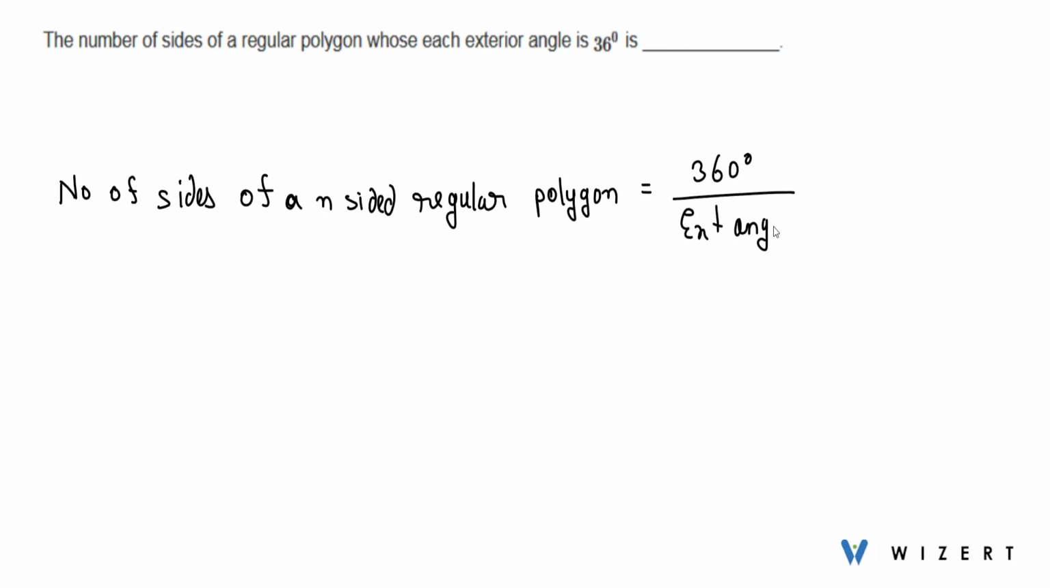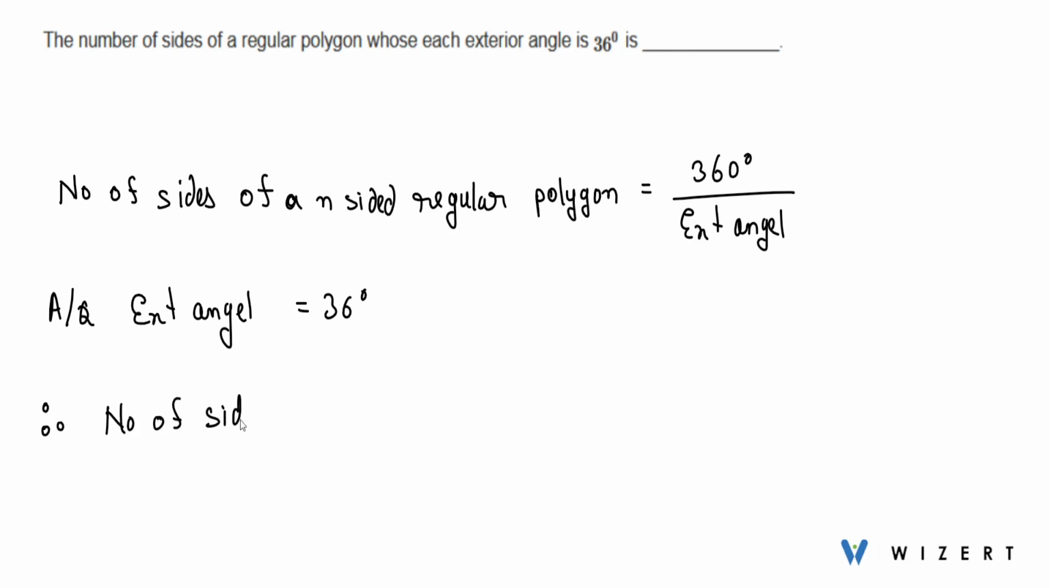Now since this is a regular polygon, the measure of each exterior angle will be the same. In this case, the exterior angle equals 36 degrees. Therefore, the number of sides will be equal to 360 degrees upon 36 degrees, which is nothing but 10.